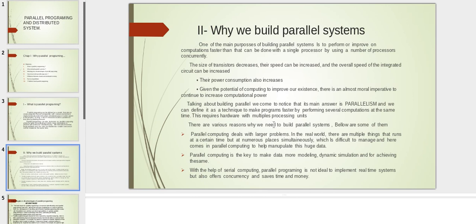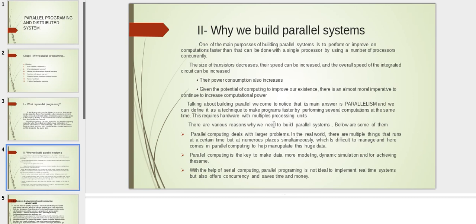In the real world, there are multiple things that run at numerous places simultaneously, which is difficult to manage. And here comes parallel computing, also known as a parallel system, to help manipulate this huge data. We took the example of a meteor: you can't really process this on one processor. You need to share these tasks among different processors for quick and efficient execution and reply.